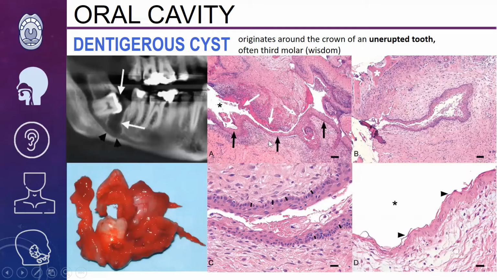surrounded by moderate fibrous stroma with multifocal chronic inflammatory infiltrates. In some areas, the epithelium is detached. An irregular area of cementum is visible in the stroma near the cyst. And the epithelium shows a basilar palisade similar to odontogenic epithelium, characterized by parakeratosis.